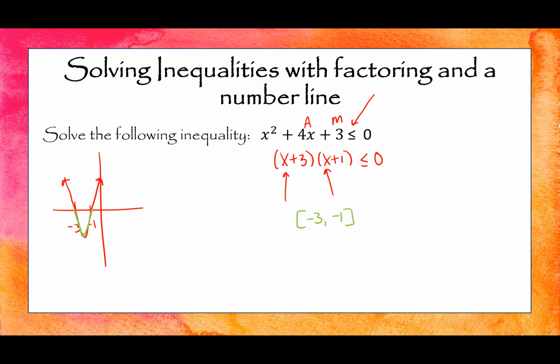And you might be saying, hey, Ms. Sorensen, why are they brackets this time? Well, because when we plug in minus 3, you can see that we do get 0. When we plug in minus 1, we do get 0. And this was that equal symbol right here, which means that we do want to be equal to 0. So that was part of the solution, versus the last problem didn't have that. So that's one way to do it.